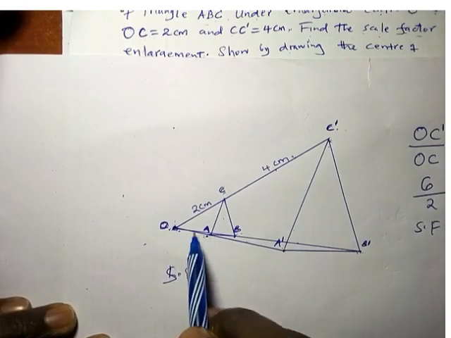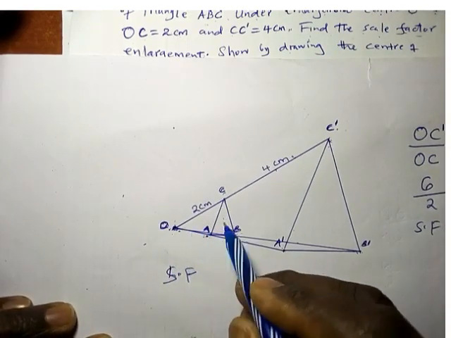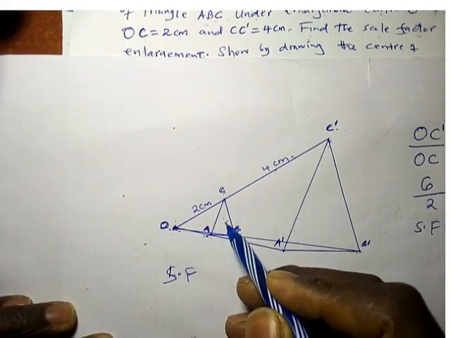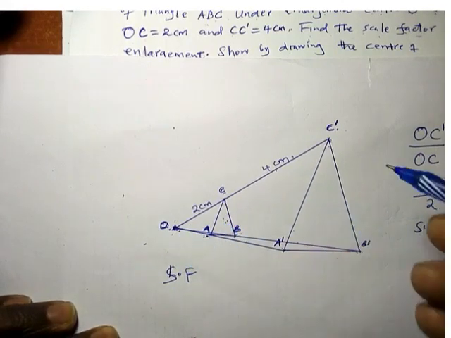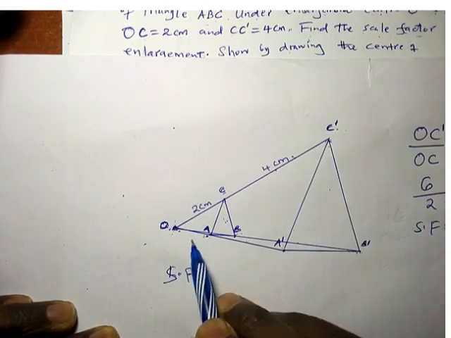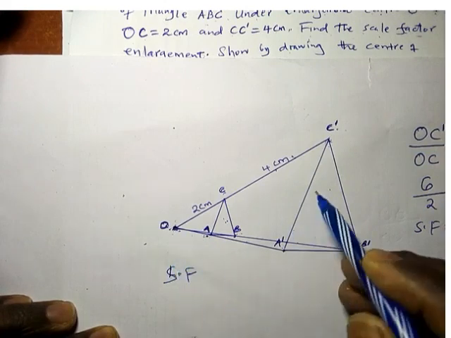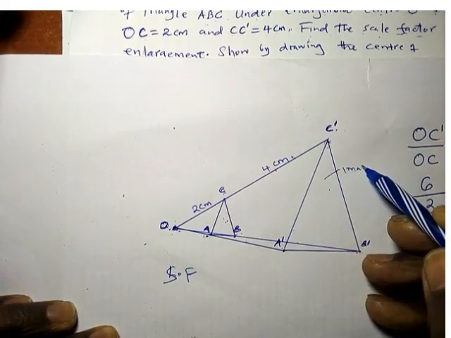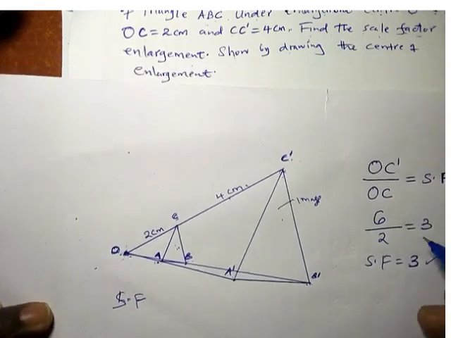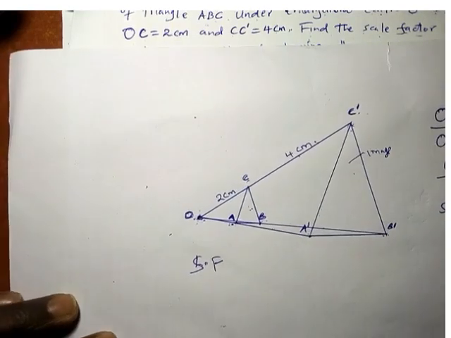Now, when the object is in front of, or when the image is in front of the center of enlargement, you see this is our center of enlargement and this is the image. The scale factor is always positive.